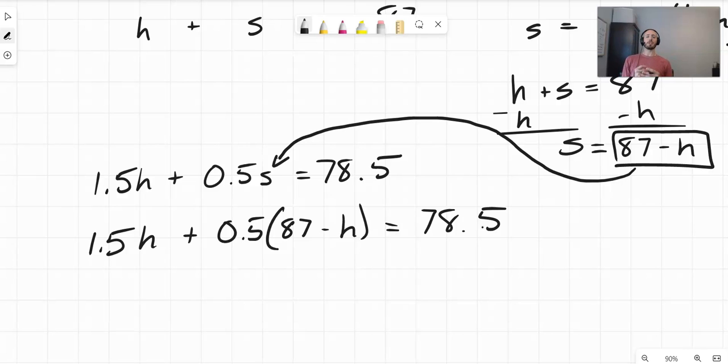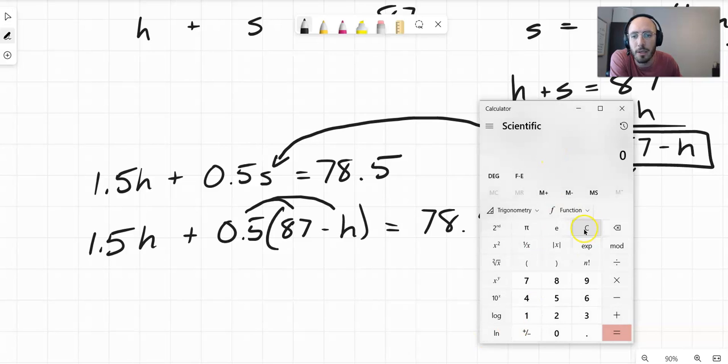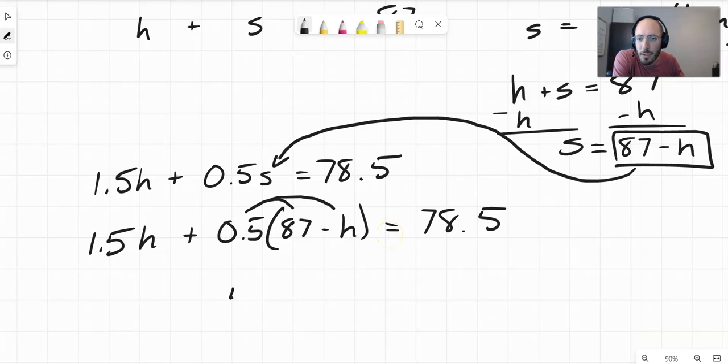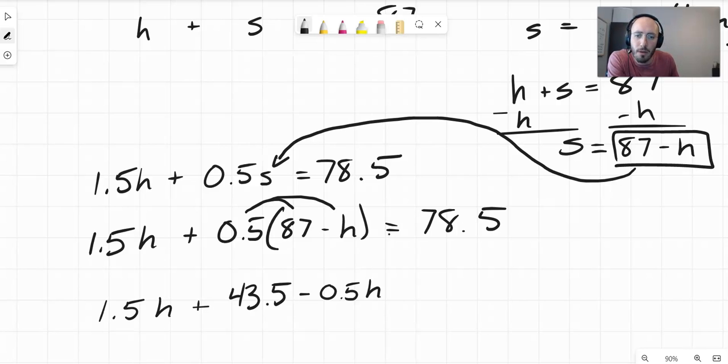And so now I have an equation with just one variable that I can solve fairly easily. My distributive property says that I need to multiply 0.5 by everything inside the parentheses. So I'm going to do that. I'll pull my calculator out here. 87 times 0.5 is 43.5. So I end up with 43.5, and then 0.5 times h is just 0.5h. So I have 43.5 minus 0.5h. And then I still have my 1.5h over here. Alrighty. And we'll finish writing out the rest of my equation.